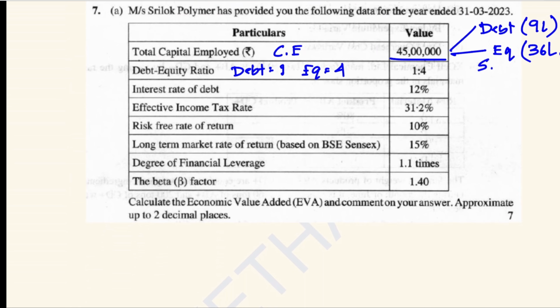Interest rate of debt is your KD. We will come to what that KD is. This is cost of debt. Effective income tax rate is 31.2%. This is T. Risk-free rate of return is KF in the formula. Long-term market rate of return is also called KM. Then degree of financial leverage is 1.1 times and the beta factor is 1.4. Using this, you have to calculate your EVA.